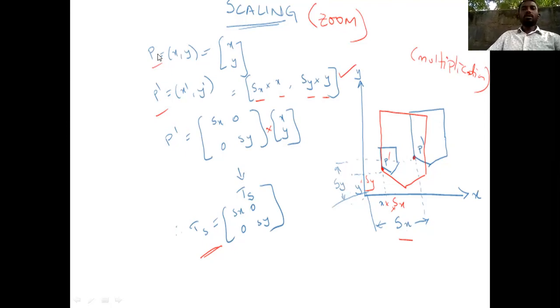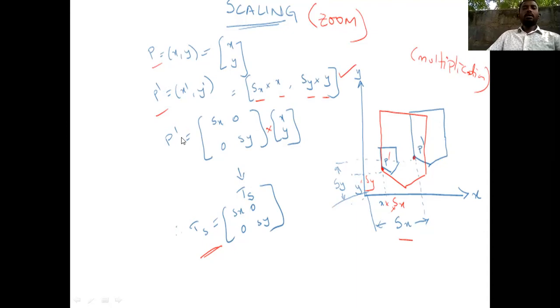Next comes the mathematical relation. P is called (x, y), so P dash equals (x dash, y dash). So x dash, after scaling, is nothing but Sx into x in the x direction. In the y direction, y dash is Sy into y1.